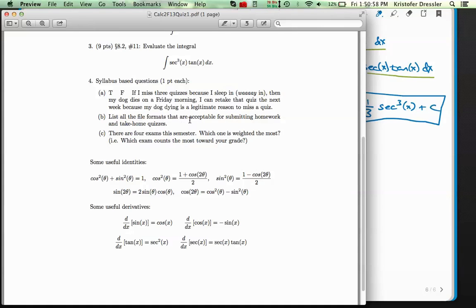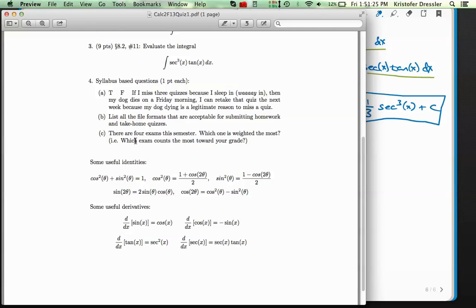List all the file formats that are acceptable for submitting homework and take-home quizzes. There's one format, that's PDF, period. Portable document format. It's portable for a reason. Please don't send me Word documents. Don't send me huge GIFs or zip files or anything. PDFs. In the professional technical world, that's the standard. You don't give people stuff other than PDFs.